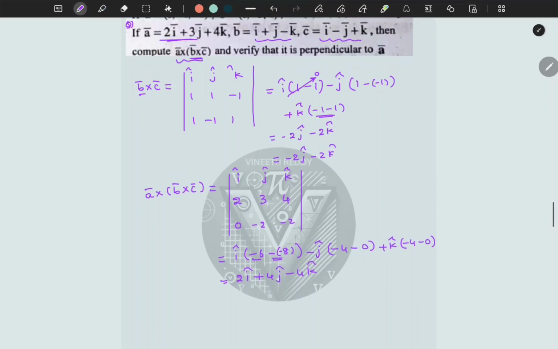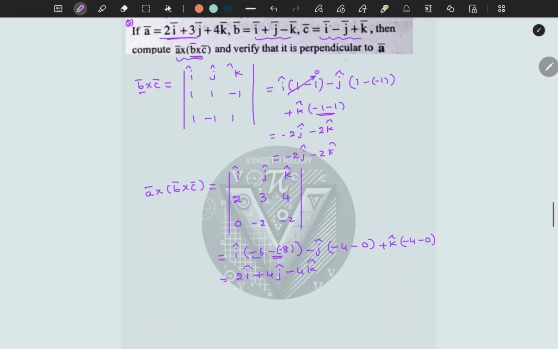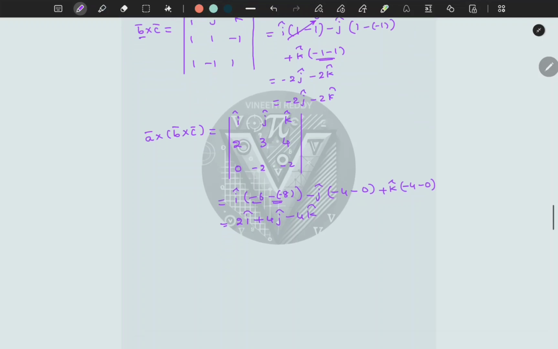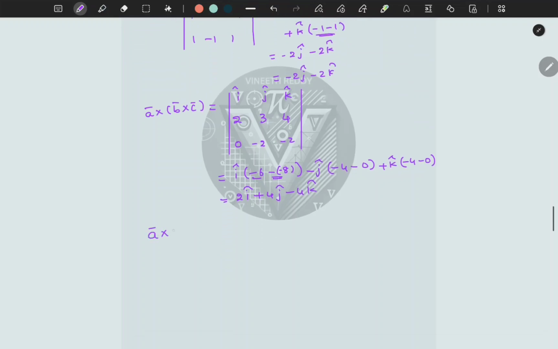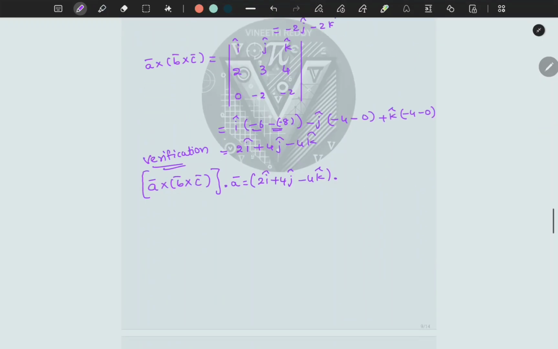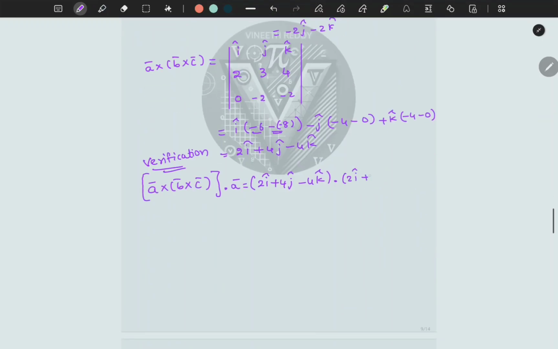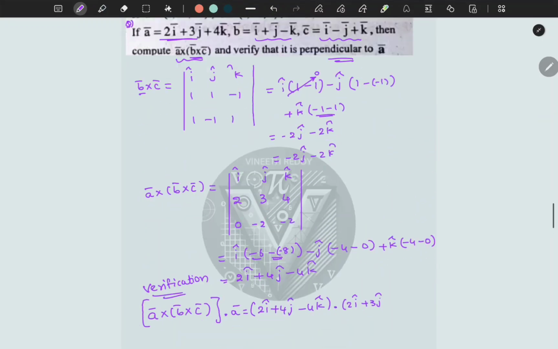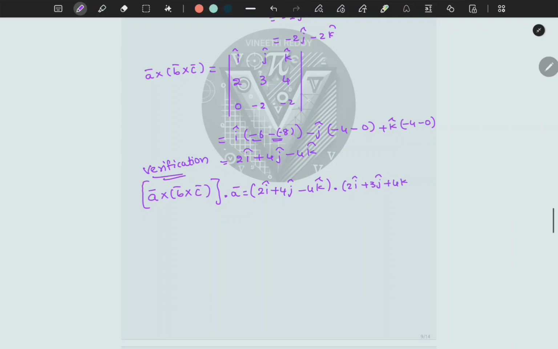Now this is what A cross of B cross C is, and we need to verify whether that is perpendicular to A or not, right? So what do we do? We take A cross of B cross C dot with A, as verification. So that is 2i cap plus 4j cap minus 4k cap dot with the vector A. Vector A is 2i plus 3j plus 4k.